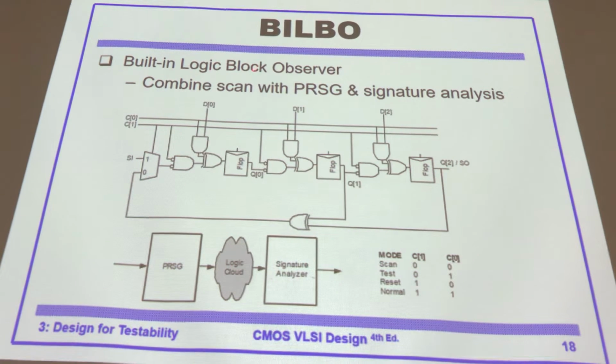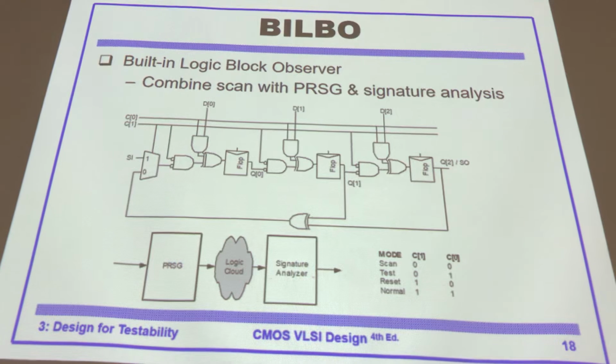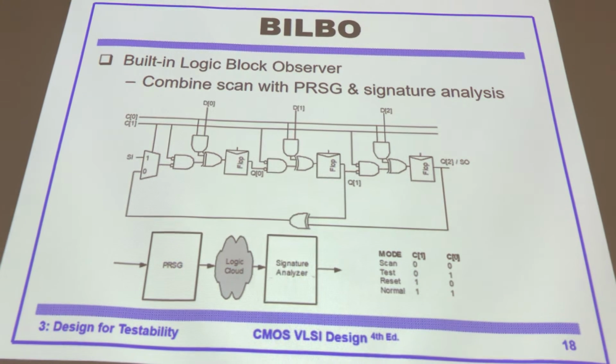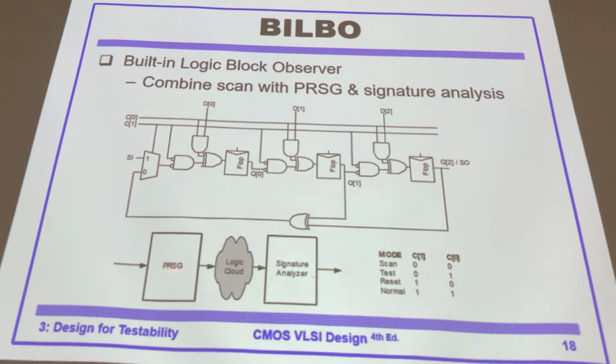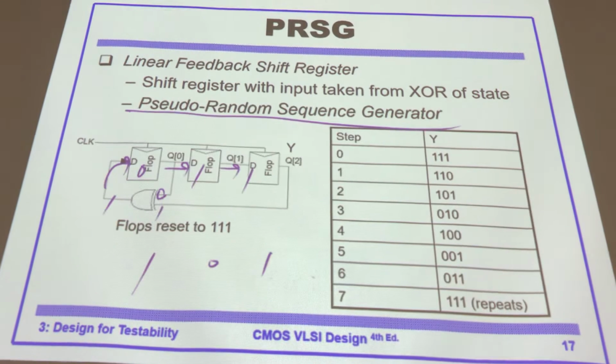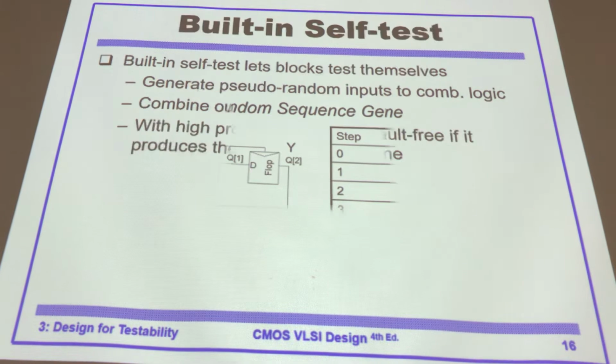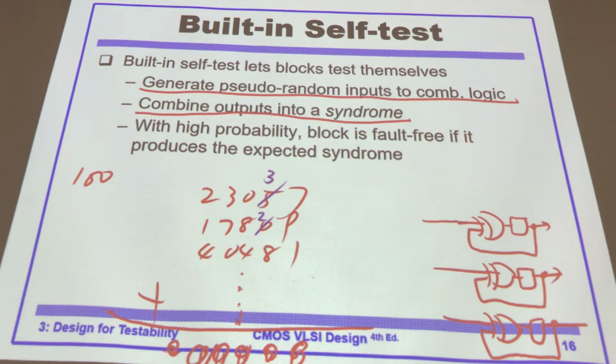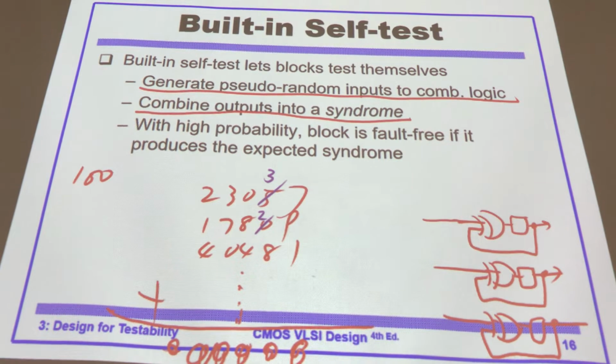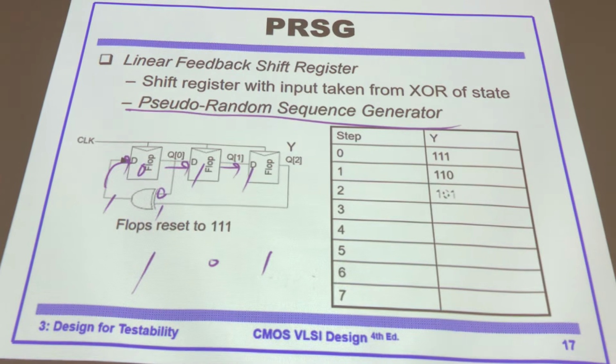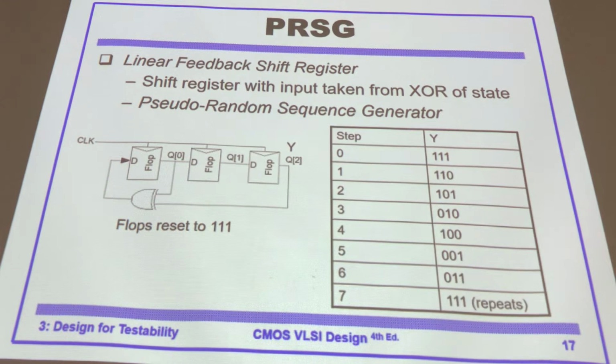building logic block observer. Not only a pseudo-random sequence generator, we also have a signature analyzer at the output. Just like I mentioned before, we are trying to compress many patterns, many vectors into one. That's called syndrome. We look at the syndrome and tell if we let it pass. So combine them together, that's BILBO.